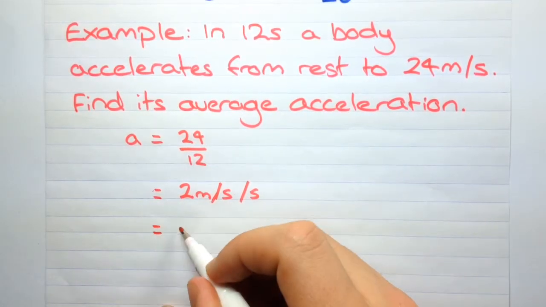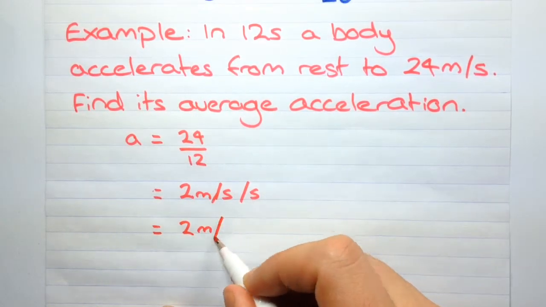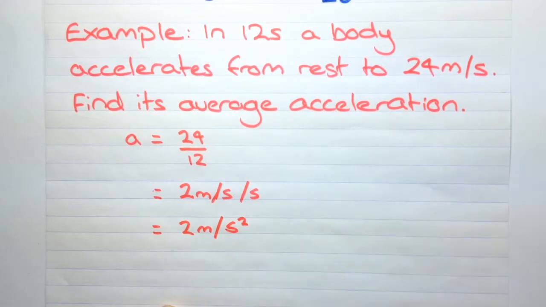Or another, more compact and more acceptable way of writing this is like that, 2 meters per second squared. So we've got displacement, distance, velocity, speed, and acceleration, all our methods of quantifying movement, and that actually concludes this lesson.